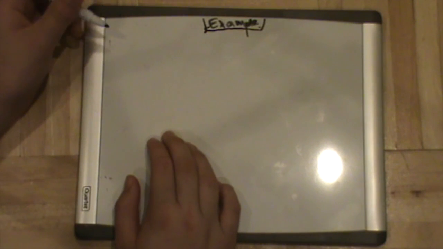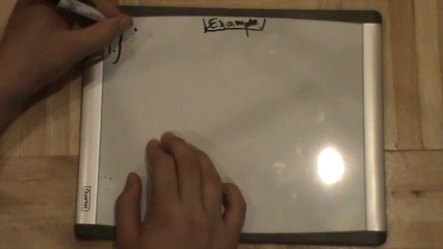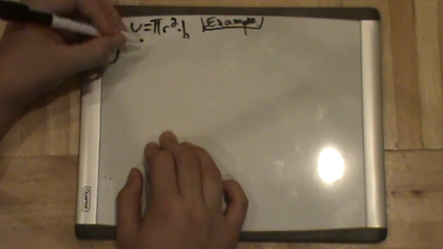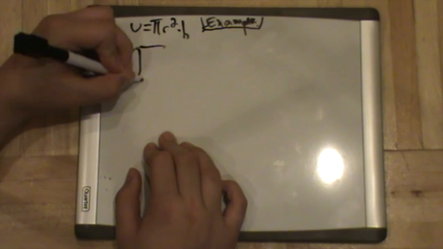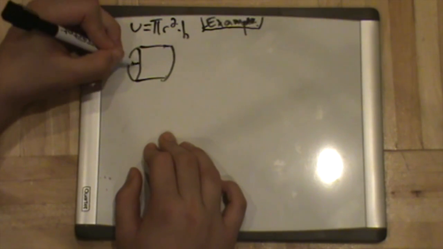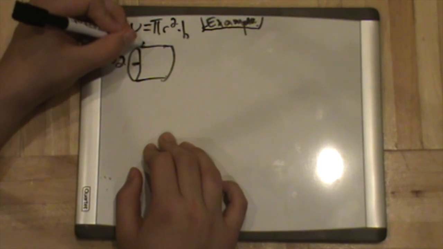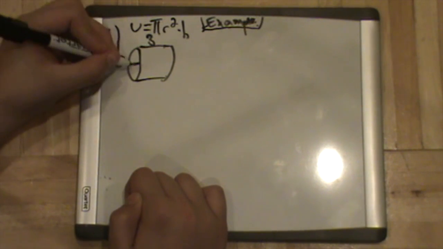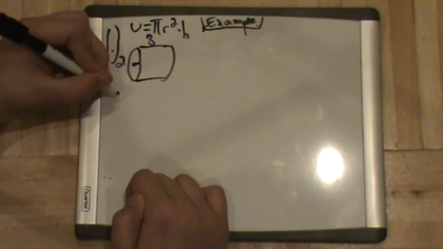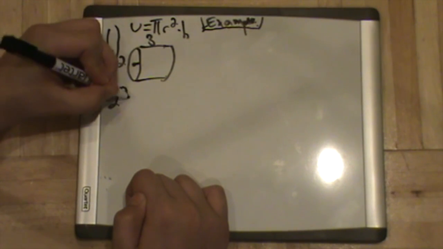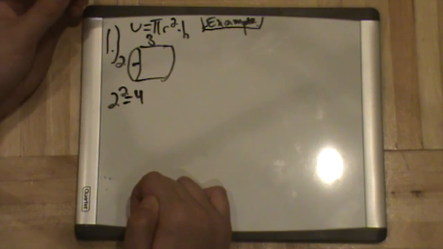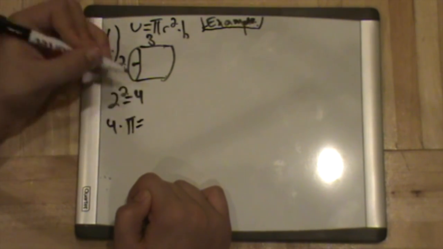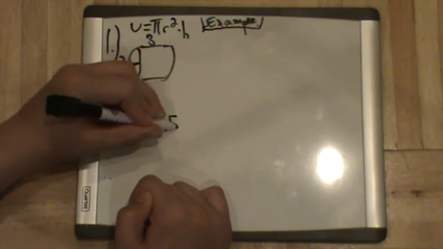So I'm going to show you some example problems. So our formula, remember, is V equals pi r squared times the height. So let's say we have a cylinder with a radius of 2 and the height of 3. What are we going to do? We're going to do pi r squared. So we're going to square the radius. So 2 squared, which is 4. And then we're going to multiply 4 times pi, which is now 12.56.